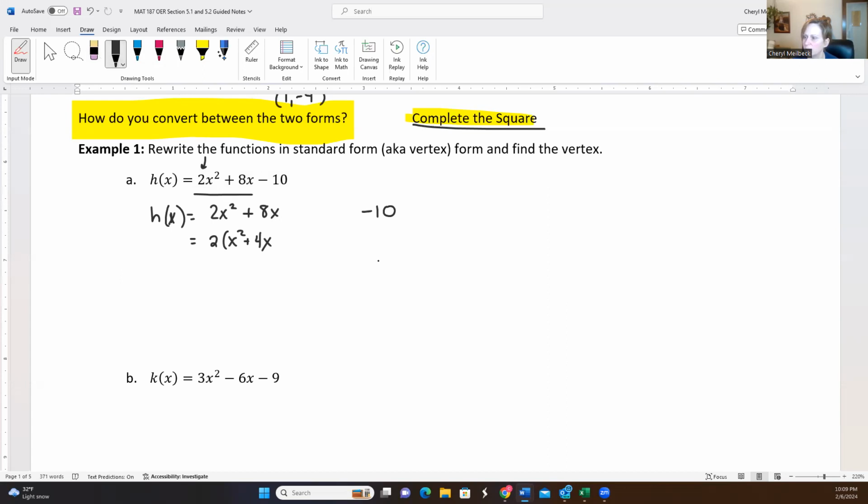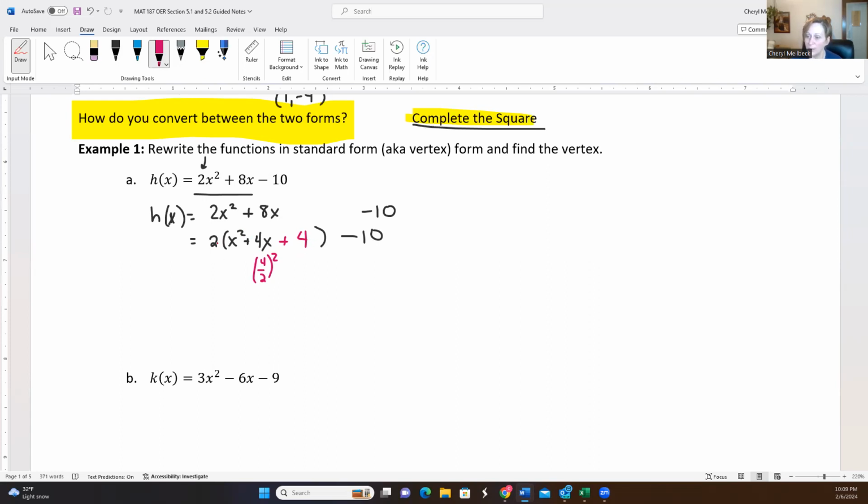All right, we're going to leave a little more room for a trinomial there. And then we still have our negative 10 dangling out here. Now we want to complete the square of what's inside my parentheses here. So we know that we take this number and we square it. So 2 squared is 4, and that's what gets added inside the parentheses to complete the square.